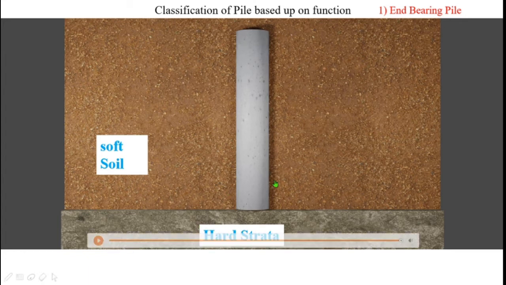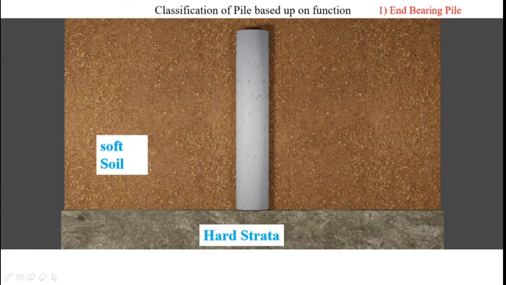Now what happens when you apply the load to the footing, to the pile, that load is through the pile transferred to the hard strata. These type of piles are called end bearing pile. Why end bearing pile? Because the end of the pile, that is this region of the pile, bears all the load that is coming from the column to the pile. That's why these are called as an end bearing pile.